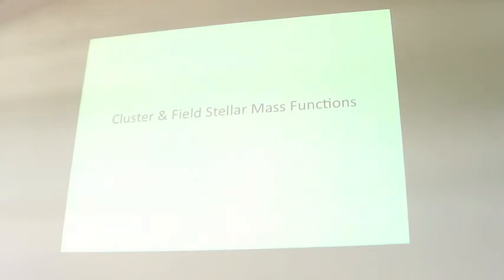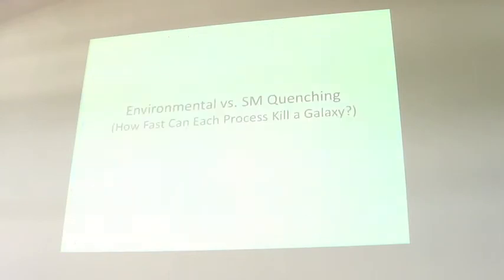But they'll grow into Coma by the present day. All right, so we've done stellar mass functions. So let's look a little bit more in detail at environmental versus stellar mass quenching. How fast can each process kill a galaxy?